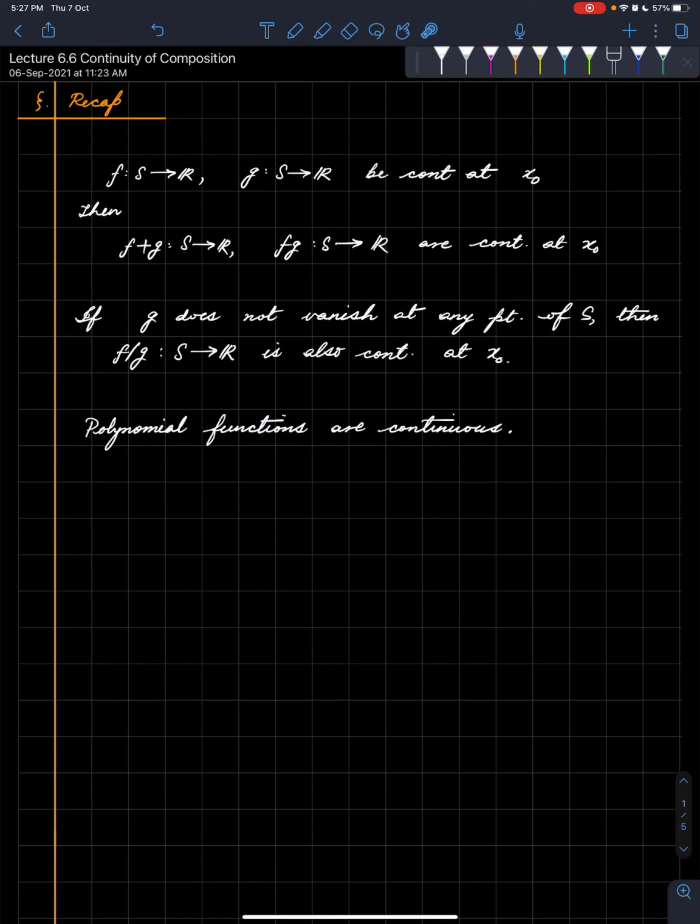Today we'll be looking at a very simple proposition which is about the fact that compositions respect continuity. Before that, let us look at what we've done so far.